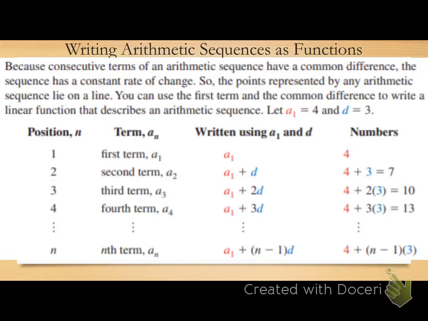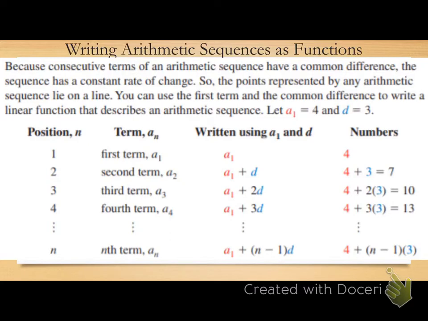It increases by 1. It's minus 1, right? 4 minus 1 would give me 3. 3 minus 1 would give me 2. 2 minus 1 would give me 1. Does everyone see that? So, it all leads up to this little formula: a sub 1 plus n minus 1 times d.